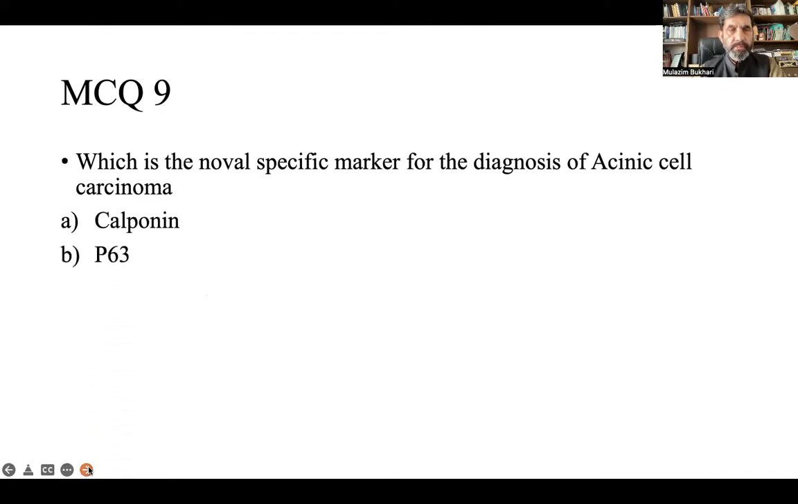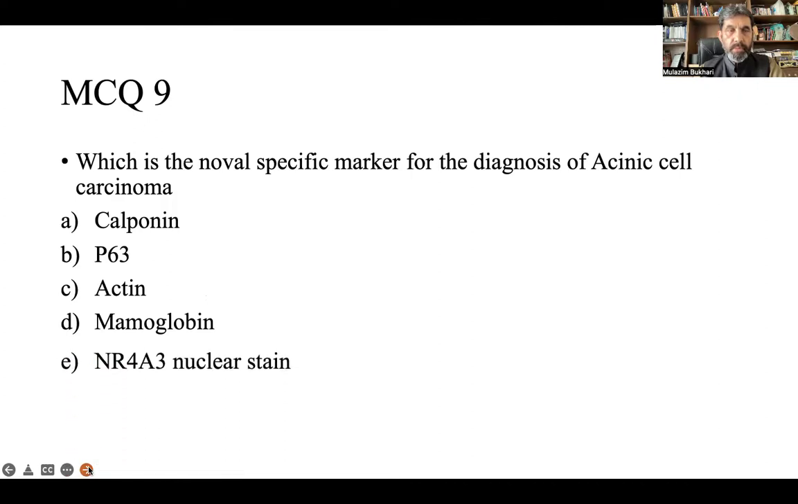Calponin, P63, actin, novel, mammoglobin, and I have given the answer, it is E.